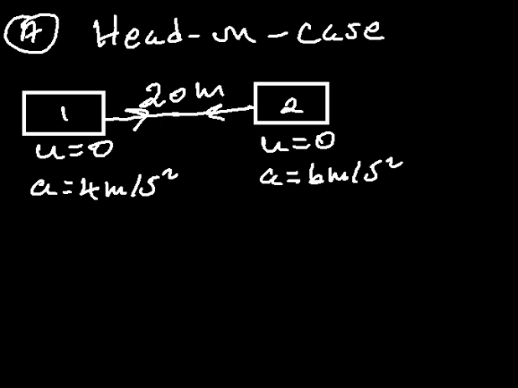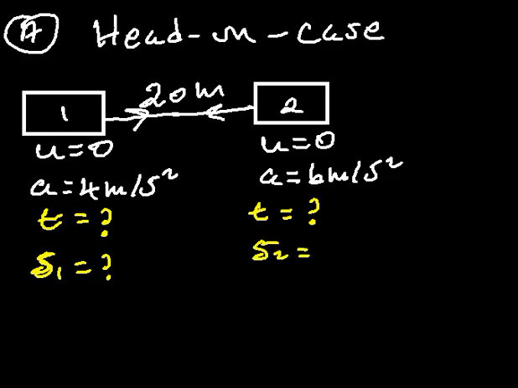So the first thing you should understand is, do we know the time it takes for object 1 to travel to meet object 2? The time is unknown. And how about the distance object 1 has to travel, symbolized as S1, to meet object 2? It is unknown. And do we know the time it takes for object 2 to travel to meet object 1? We don't know. And do we know the distance object 2 has to travel, symbolized as S2, to meet object 1?